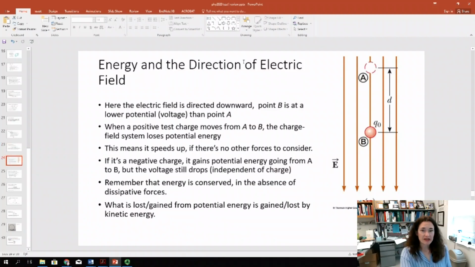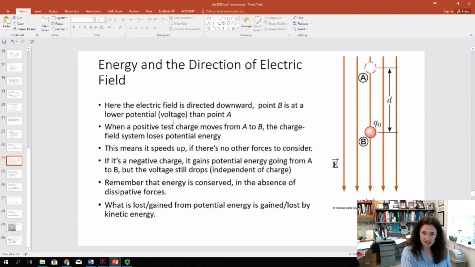Okay, so let's talk about energy, the direction of the electric field, the potential energy, and the voltage. Here we see in this figure an electric field that's directed downward. Now, since delta phi is equal to the negative integral of E dot ds, that would mean that point B is at a lower voltage or potential than point A. In other words, if you move downstream, you're moving to lower voltage.